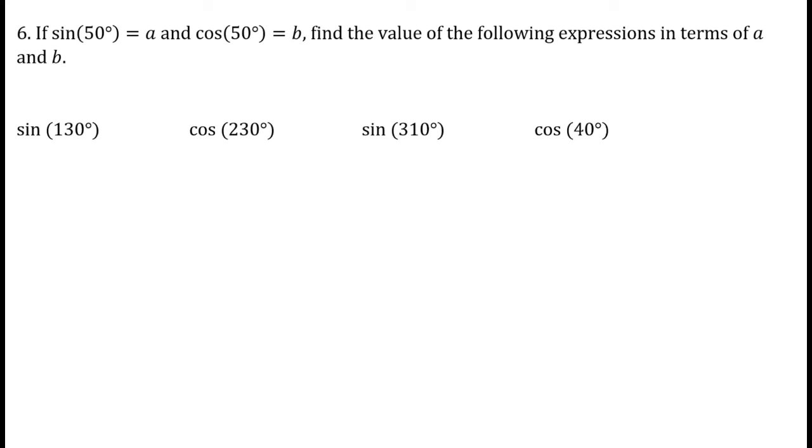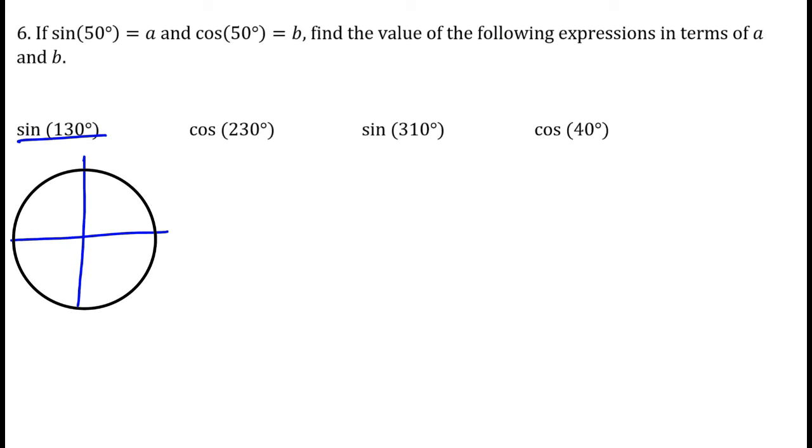Finally, number 6, if the sine of 50 is a and the cosine of 50 is b, find the value of the following expressions. The sine of 130. Well, draw a picture, make my unit circle. 130 is definitely in quadrant 2. I truly care about my reference angle, though. I don't care about 130. My reference angle is in purple here. What plus 130 gets me to 180? My reference angle is 50 degrees.